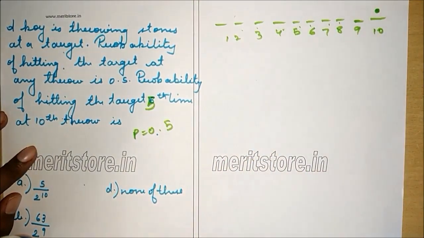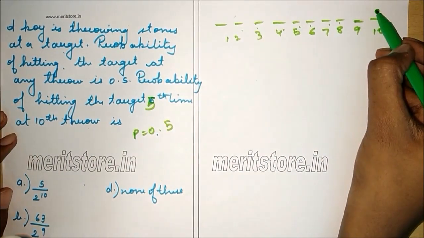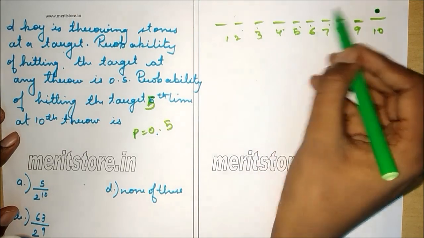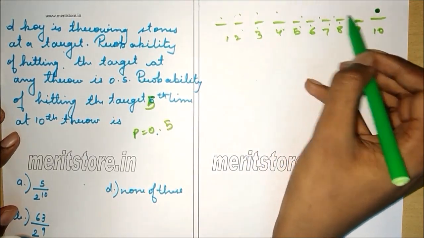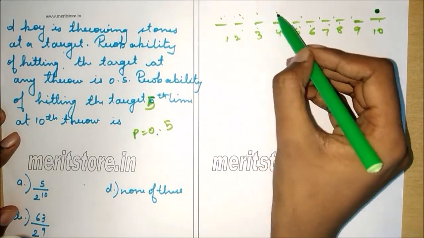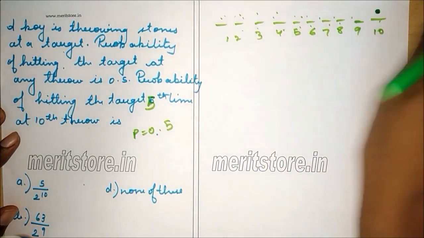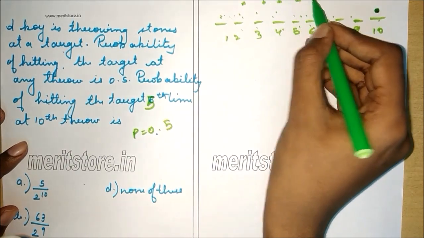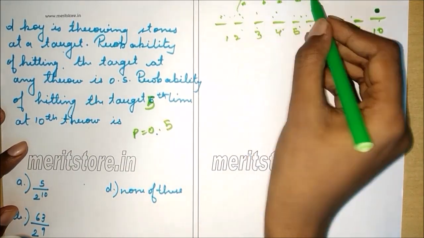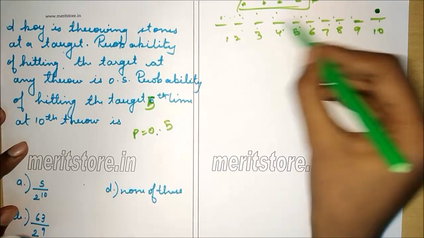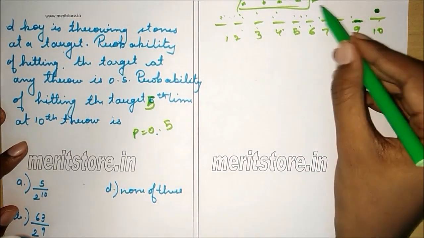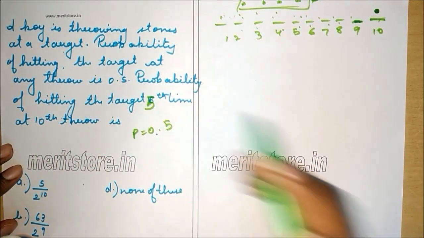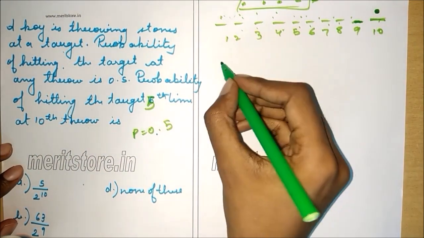So how do we find this? Our purpose is that the fifth hit should be at the 10th attempt. So the first 4 can be in any order. It can be 1, 2, 3, 4, blank, blank, blank, blank, blank, and 10th, or 1, 2, blank, blank, blank, 3, 4, etc. So the remaining 4 hits can be in any order. The order isn't necessary, but there should be 4 hits in 9 throws. So the 10th will be a hit. So how do we find this?